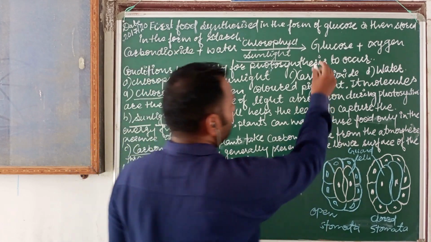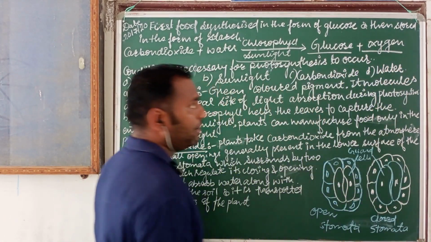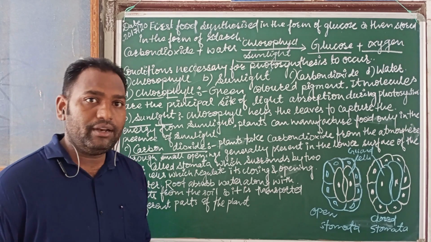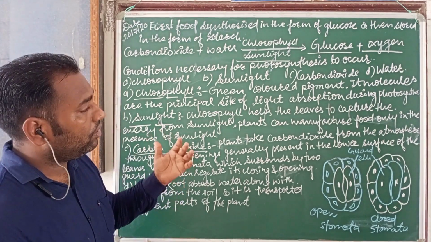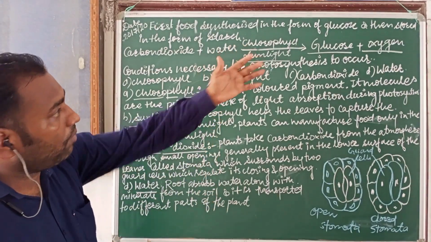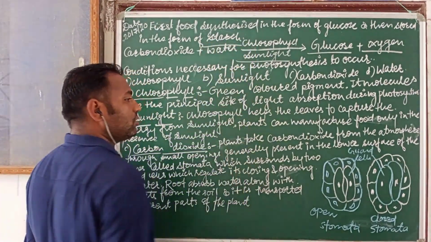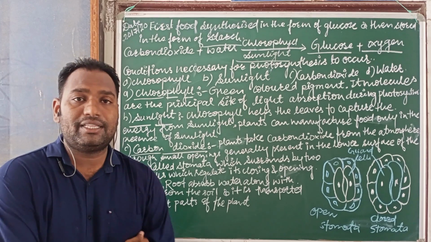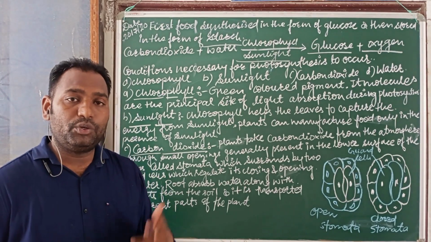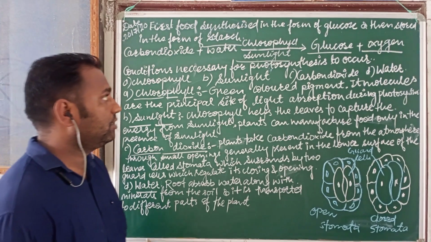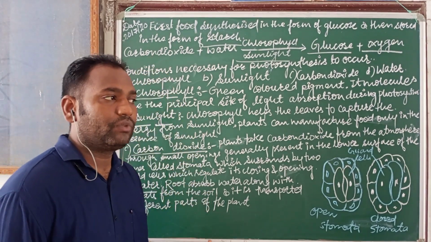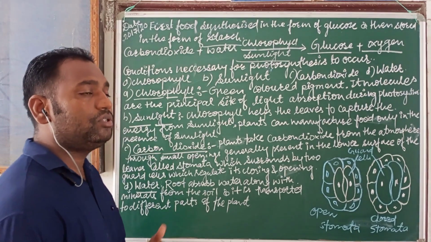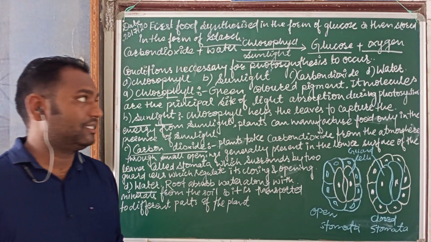So the first product formed is glucose, and oxygen is the byproduct, available for us for breathing. Glucose is first made in this process, but for storage it is stored in the form of starch. It is also a type of glucose, but when plants need energy in adverse conditions, maybe when sunlight is not available, or during the autumn season when new buds are coming and leaves are not present on the plant or tree, the prepared food in the form of starch can be used by the plant for its other activities.